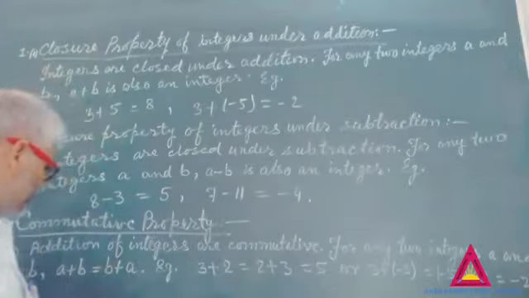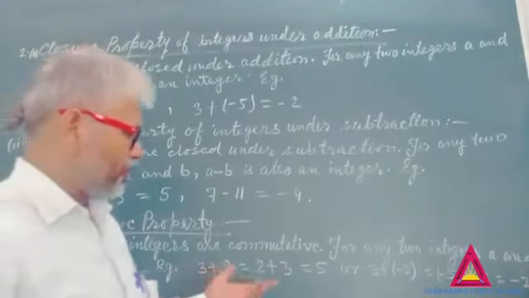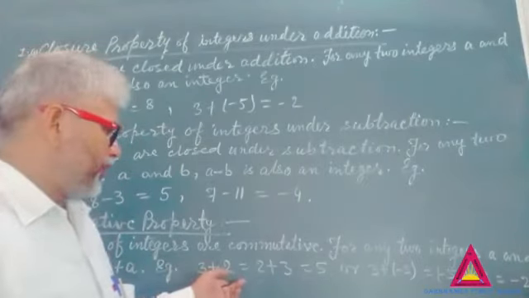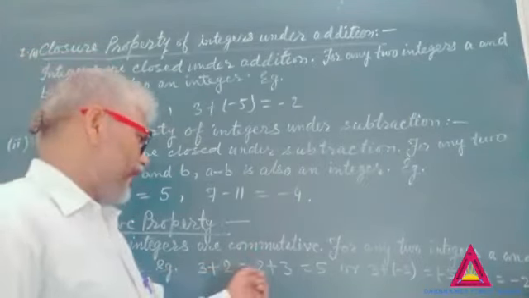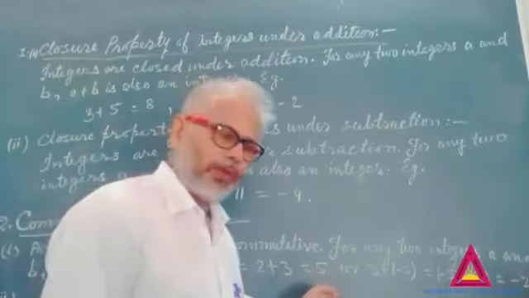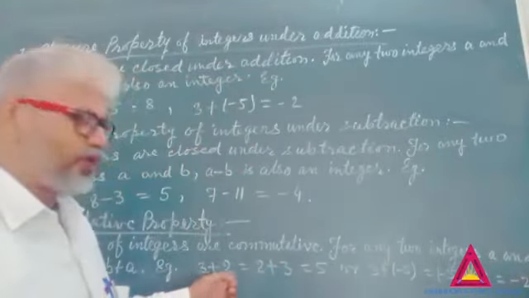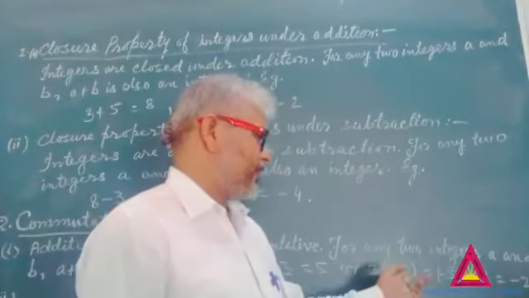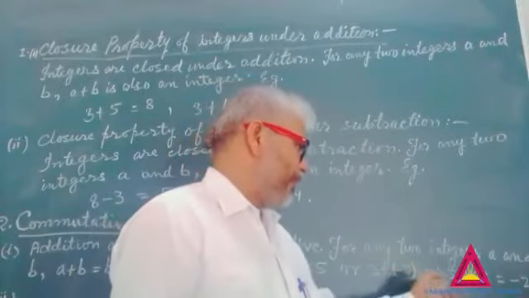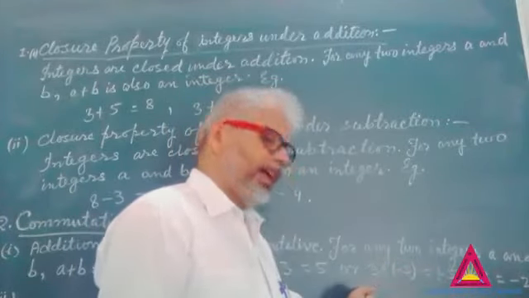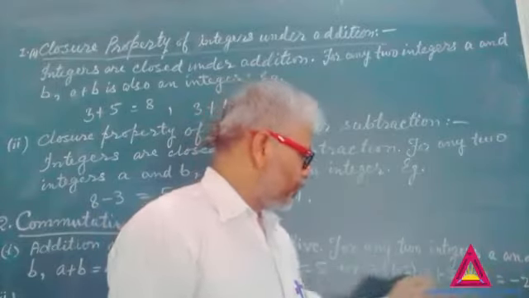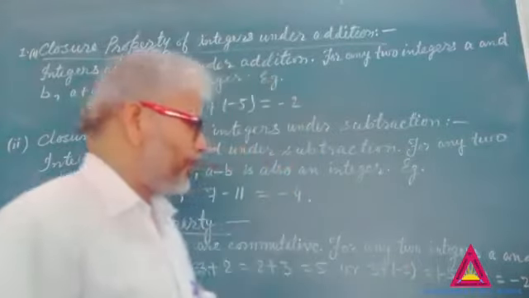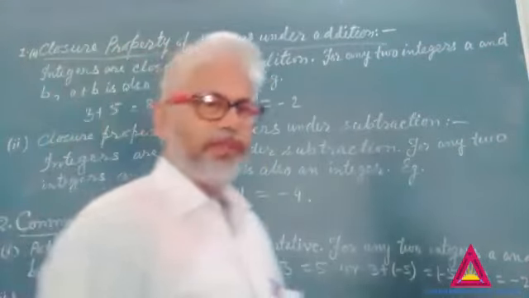For example, 3 and 2 are the integers I have taken. 3 plus 2 will be 5, and I have now changed the sequence, 2 plus 3, which is also equal to 5. So we can say 3 plus 2 is equal to 2 plus 3. Similarly, another example: 3 plus minus 5 is equal to minus 3 plus 5. In both cases, if I calculate, I will get minus 2. So we say that addition of integers is commutative.